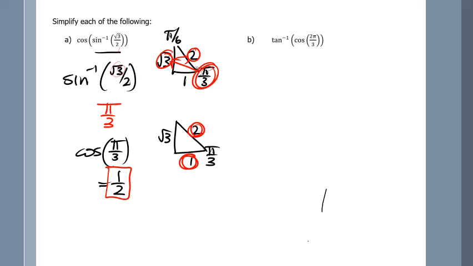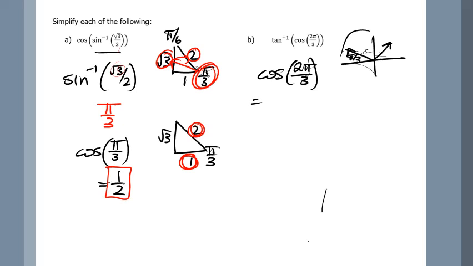Okay, cos of 2 pi on 3. There's pi on 3, there's 2 pi on 3, it's going to put us into the second quadrant, and we're pi on 3 away from the axis. We know that in the second quadrant cos is negative, so cos of 2 pi on 3 is exactly the same as negative cos of pi on 3. Negative because it's in the second quadrant, and pi on 3 because it's pi on 3 away from the x-axis.